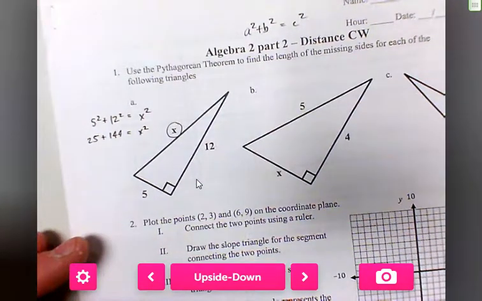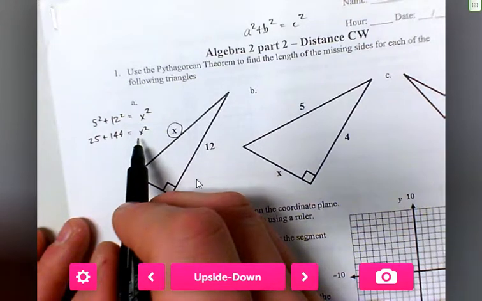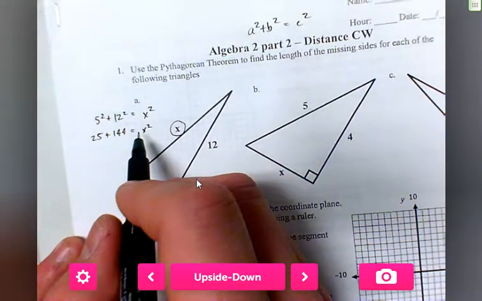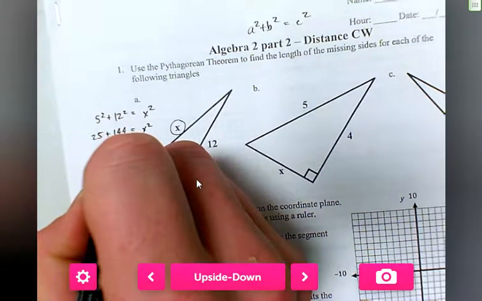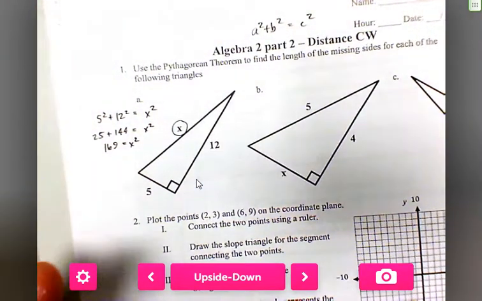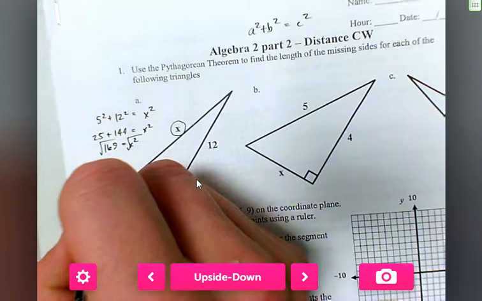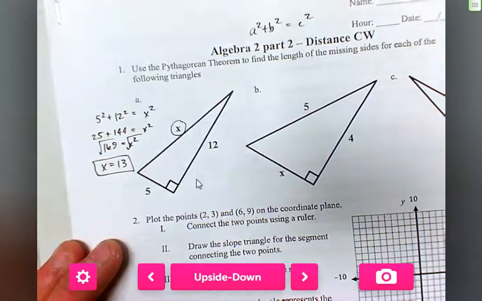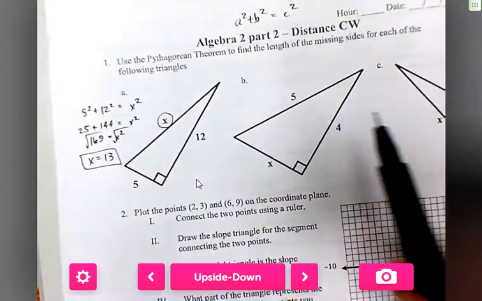And then how do we get X by itself? Minus 25. Well, to get X by itself, we got to take the square root of both sides, right? So first of all, this 25 plus 144 is going to get us 169 is equal to X squared. And so we got to take the square root of both sides. And so we should get X is equal to 13. Okay? Good.